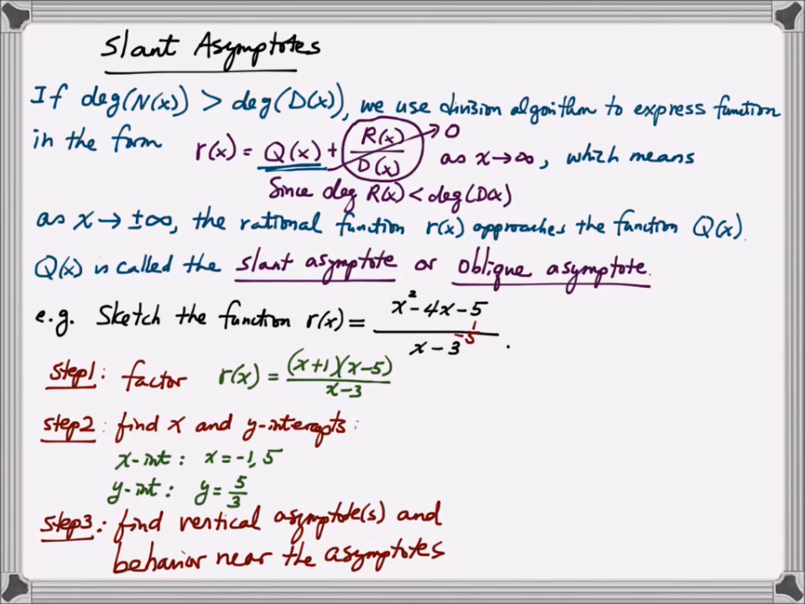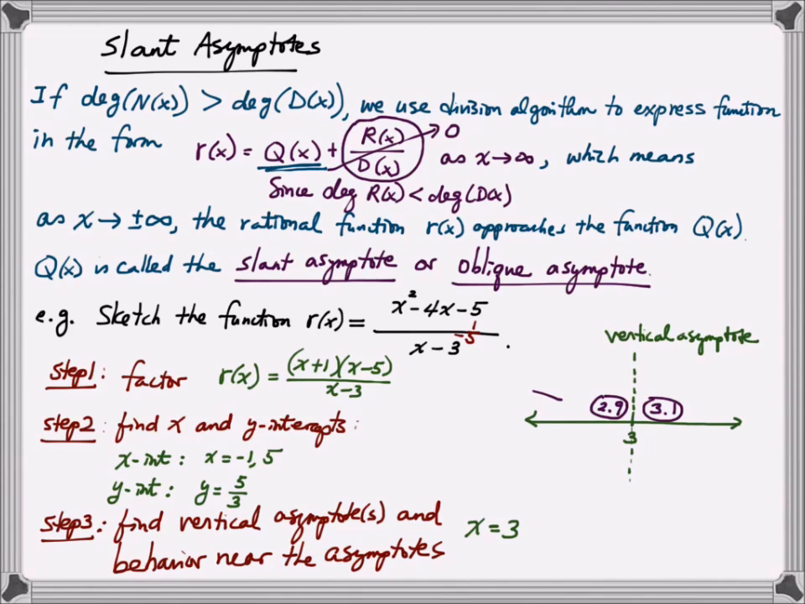We find the vertical asymptote by setting the denominator function equal to 0. In this case, that's x equals 3. To figure out the behavior around the vertical asymptote, we pick test points to the left and to the right of the vertical asymptote. In this case, I'm going to pick 2.9 and 3.1.